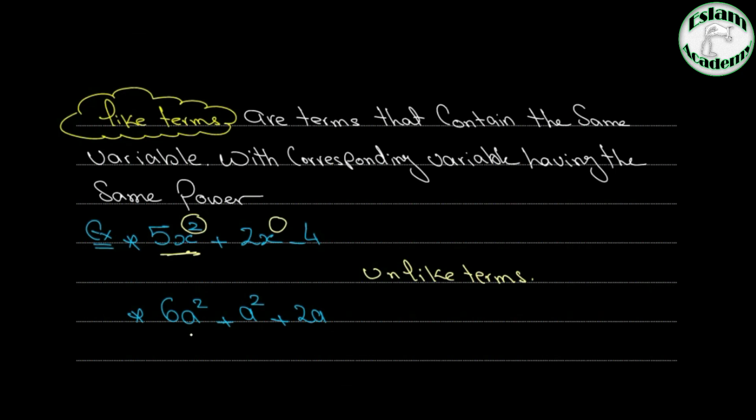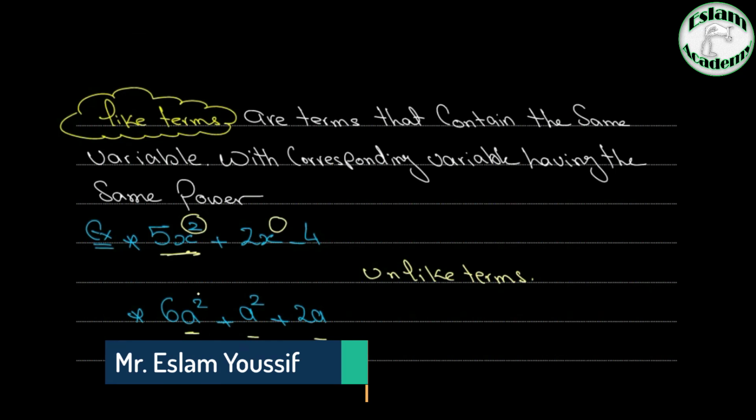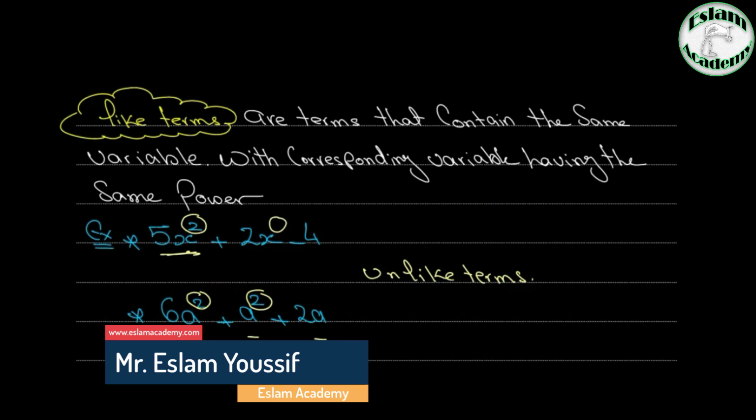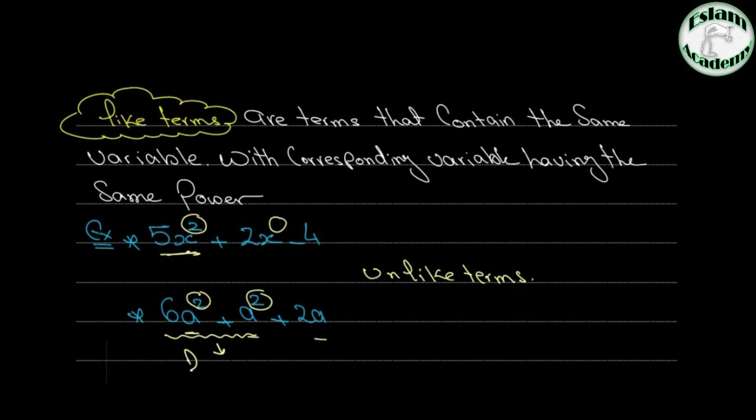The variable that we have for this one is a. But if you look at the first one and the second one, we will find that they are raised to the power 2. So we can say that 6a squared and a squared are like terms, and 2a is unlike.